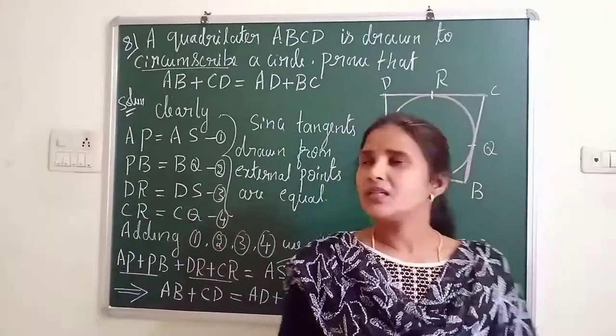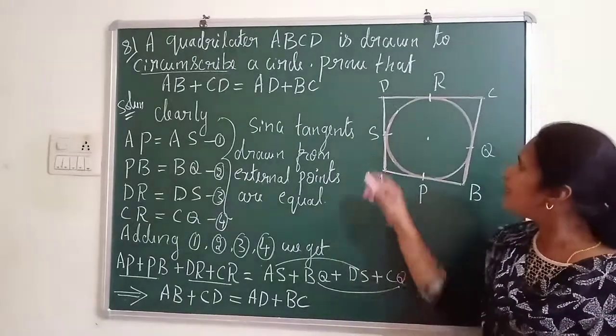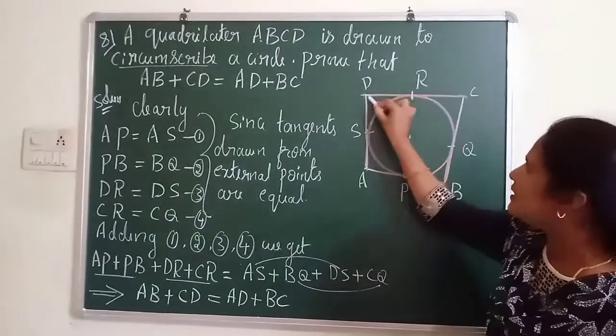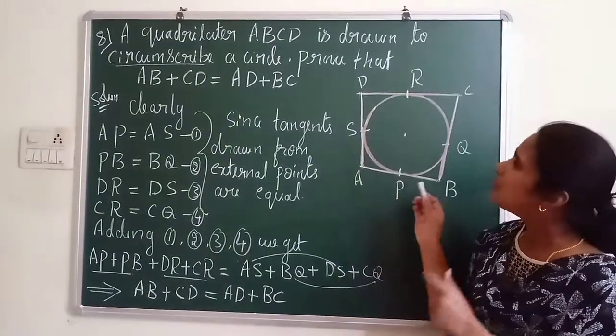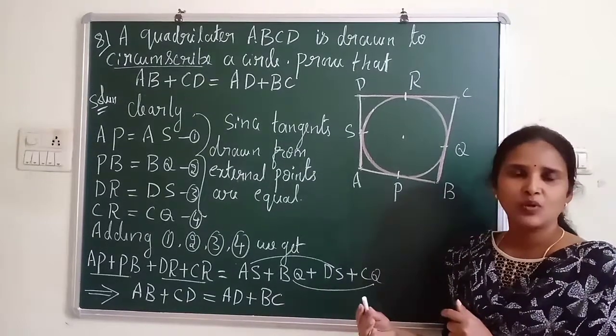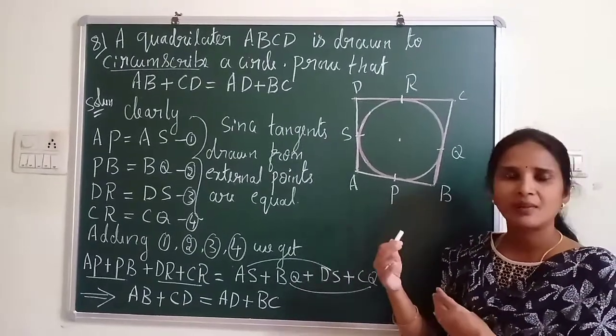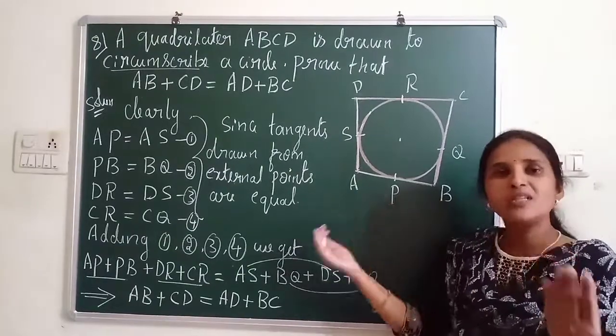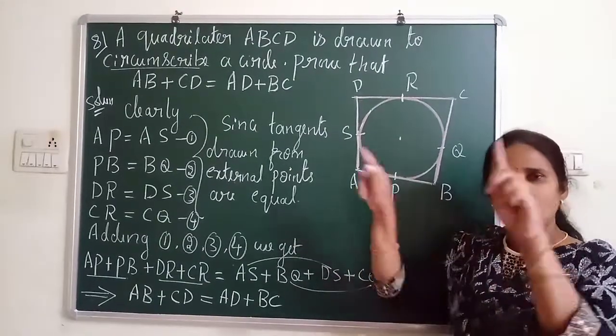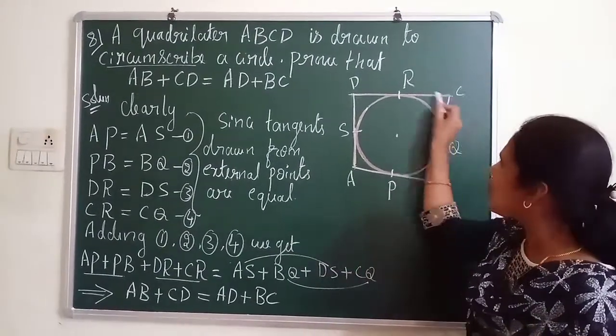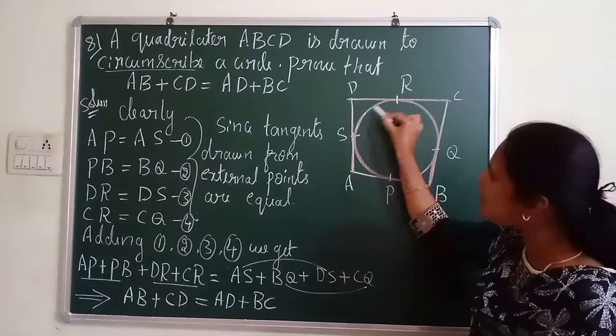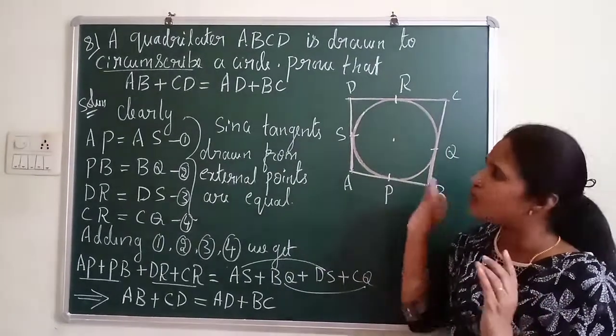So let us see the question in detail. It is given that ABCD is a quadrilateral drawn to circumscribe. Means what? Whenever they use the word circumscribe, it means the quadrilateral is around the circle. Means the circle is inside and the quadrilateral is outside. So the quadrilateral is circumscribed to the circle. That is the meaning of the question.